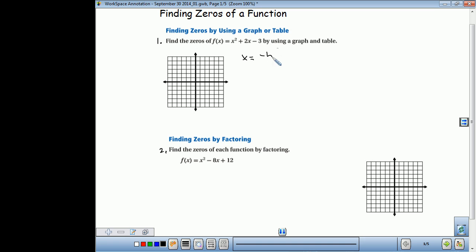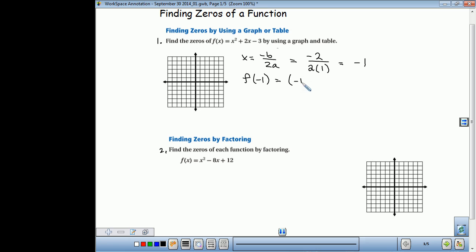You would use negative b over 2a, and we're using negative b over 2a to find the vertex, aren't we? The negative b over 2a is going to give us that axis of symmetry, which is your x value at the vertex. So in this problem, it would be negative 2 over 2 times 1. So the x value at the vertex is negative 1. Now, how would we find the y value at that vertex? Plug it in. So we're going to evaluate f of negative 1.